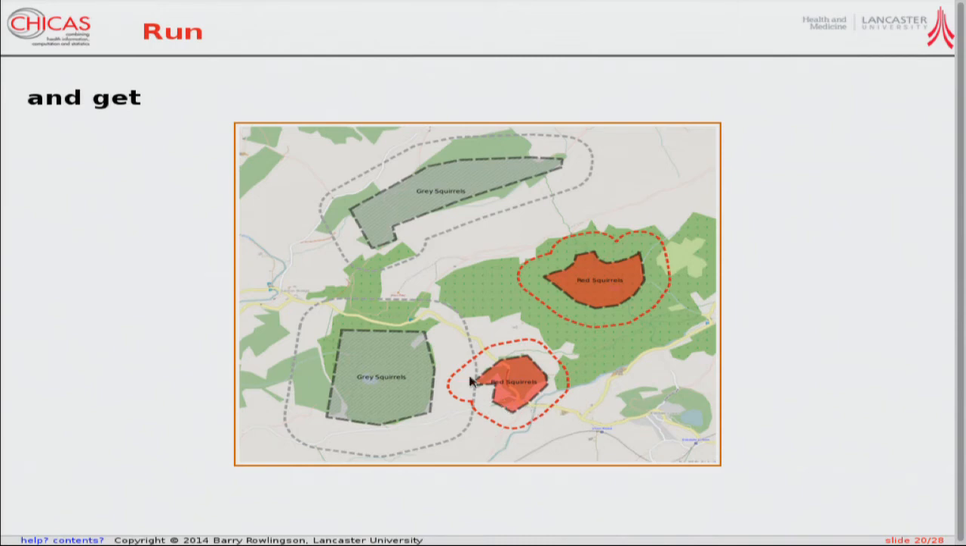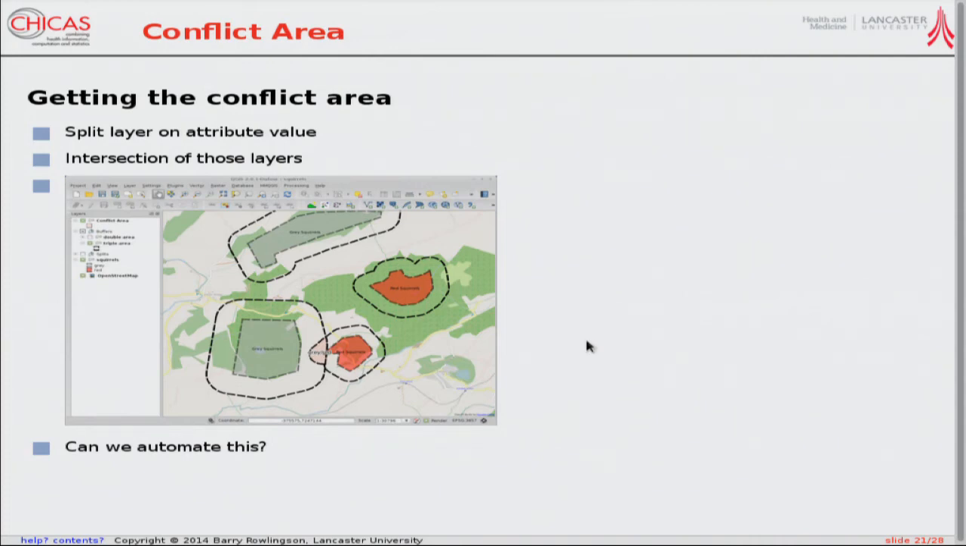So now I can see that there's a sort of conflict area here where they overlap. How do I do that analytically within QGIS? The way I found was to split this one layer onto attributes. I've now got two layers. And then I can do the intersection of those two separate layers.